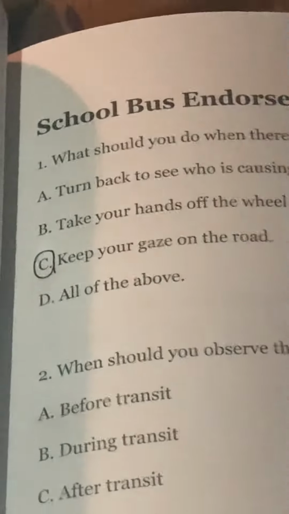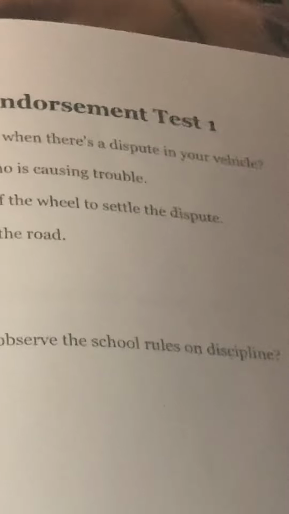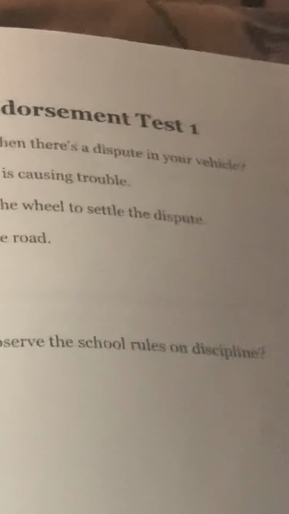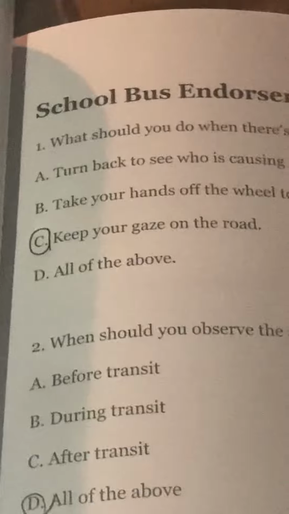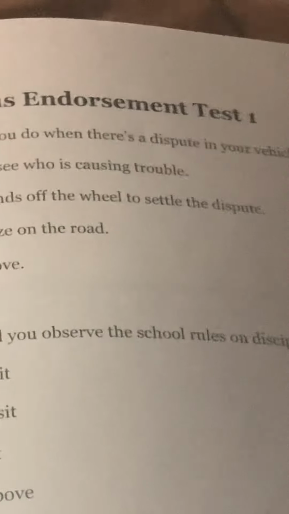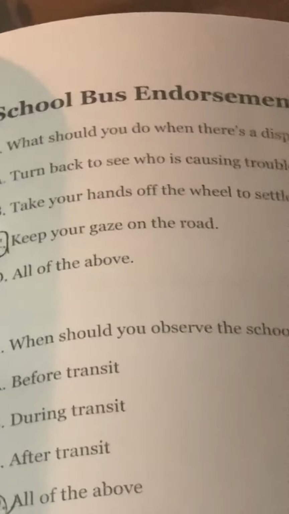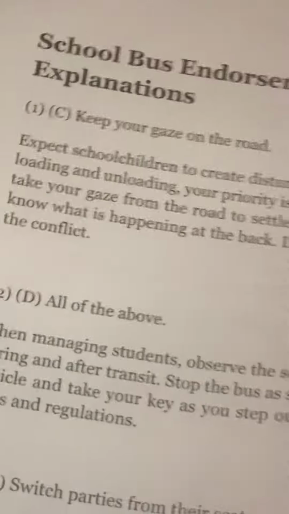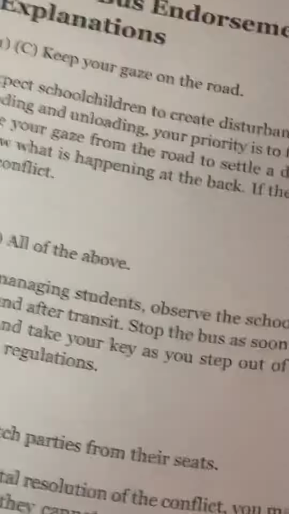Page 133. School Bus Endorsement Test number 1. Number 1. What should you do when there's a dispute in your vehicle? A. Turn back to see who's causing trouble. B. Take your hands off the wheel to settle the dispute. C. Keep your gaze on the road. Or D. All of the above. The answer is C, keep your gaze on the road.